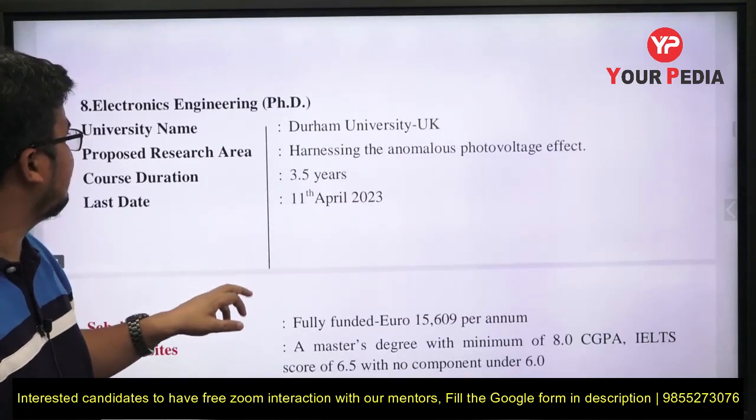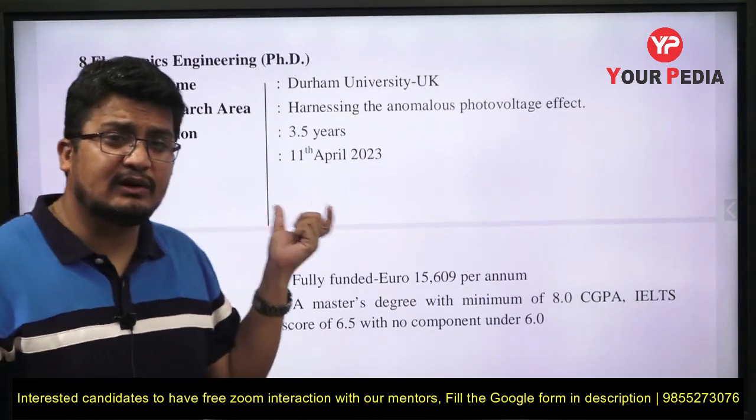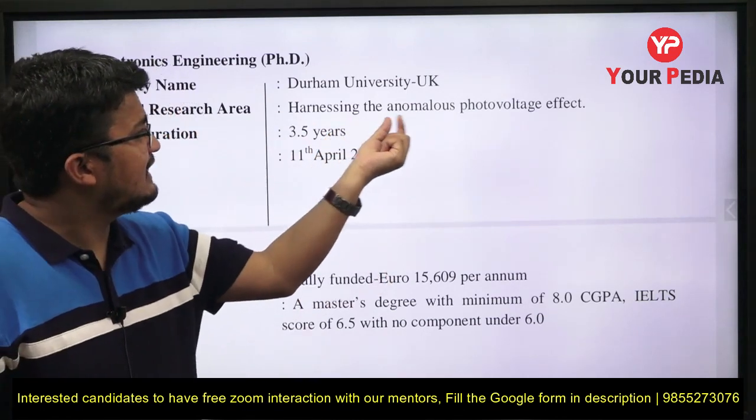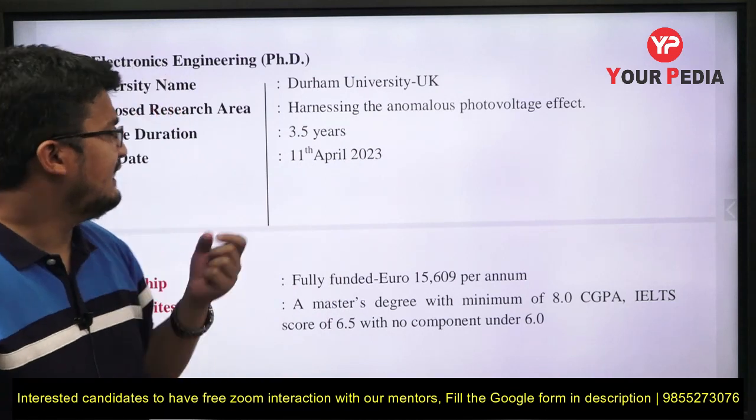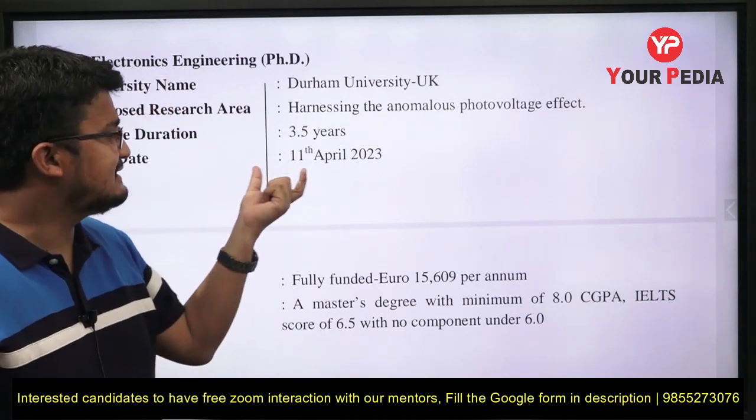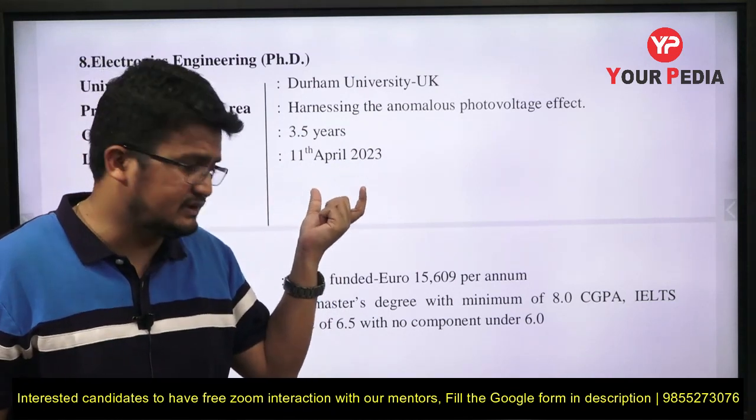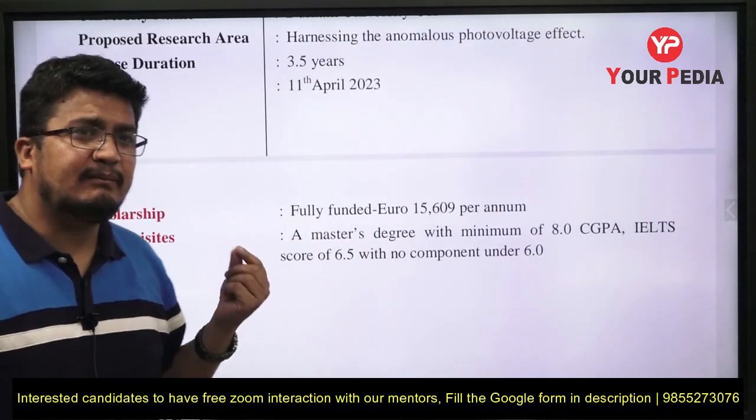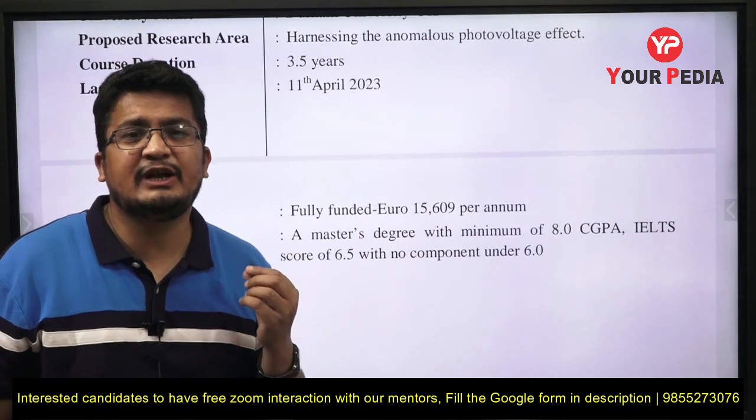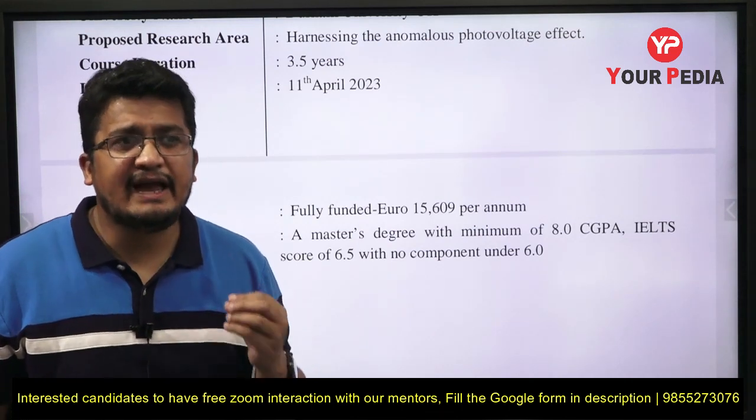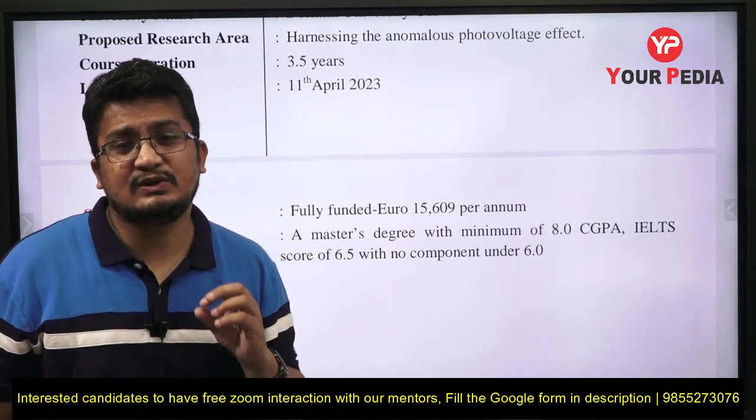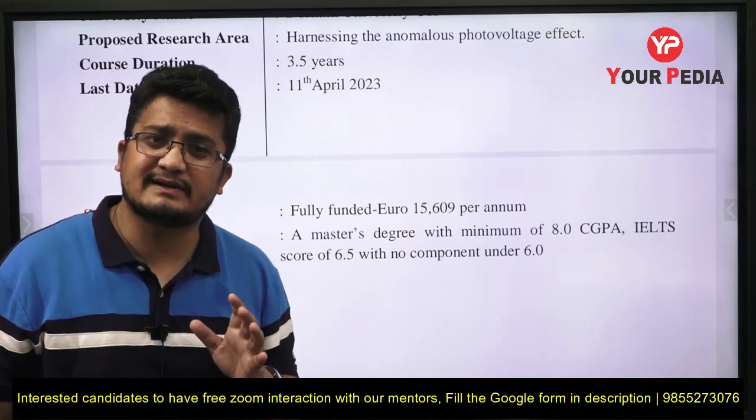Next option we are having for electronics students is a PhD at Durham University, UK. Basically the research area is harnessing the anomalous photovoltaic effect, and duration is 3.5 years. Again, the last deadline is 11th April 2023, and it's a fully funded position. The prerequisites are a master degree with a minimum of 8.0 CGPA and IELTS with 6.0, with no component under 6. At least you need to have 6 in all components of the exam.